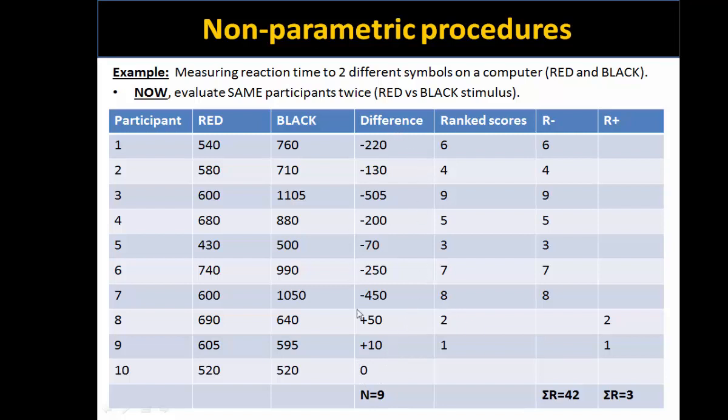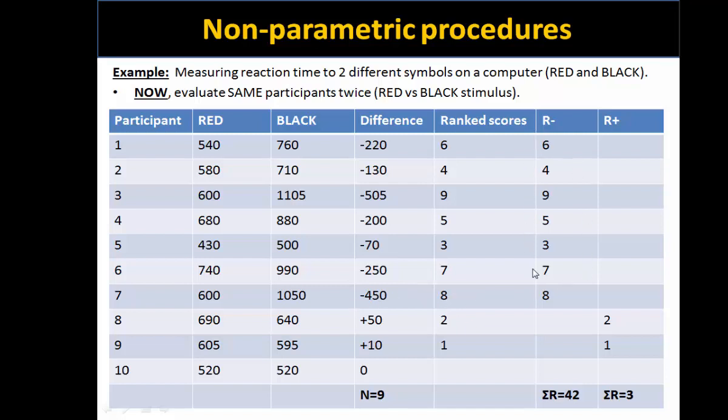So of all of these scores, the scores are ranked, and we see that ranking take place where the positive 10 is the first rank score, plus 50 is the next one, and so on and so forth, and we see the score of negative 450 is ranked number 8.